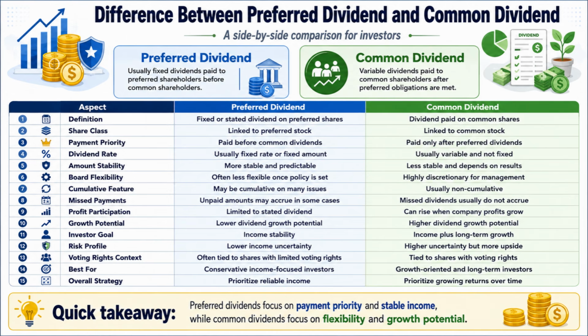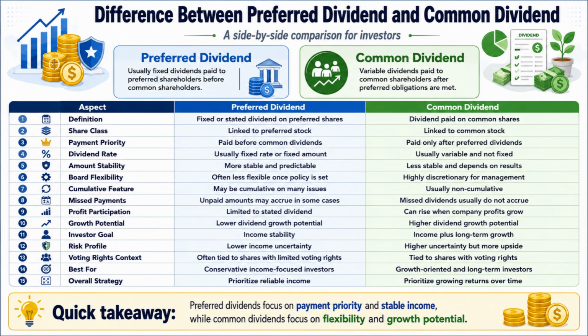Number 9. Preferred dividend participation in profits is limited to the stated dividend, whereas common dividend can rise when company profits grow. Number 10. Preferred dividend usually has lower dividend growth potential, whereas common dividend has higher dividend growth potential. Number 11. Preferred dividend mainly supports income stability, whereas common dividend supports income plus long-term growth. Number 12. Preferred dividend has lower income uncertainty, whereas common dividend has higher uncertainty but also more upside.